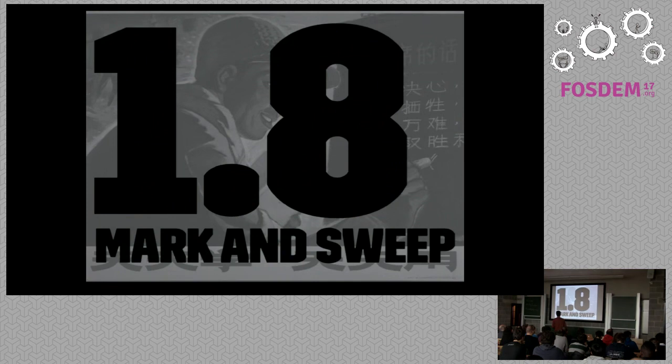So let's start with 1.8. This 1.8, and as far as I know from Ruby's inception, employed a mark and sweep garbage collection algorithm. This is really the simplest possible garbage collection algorithm that you can have.